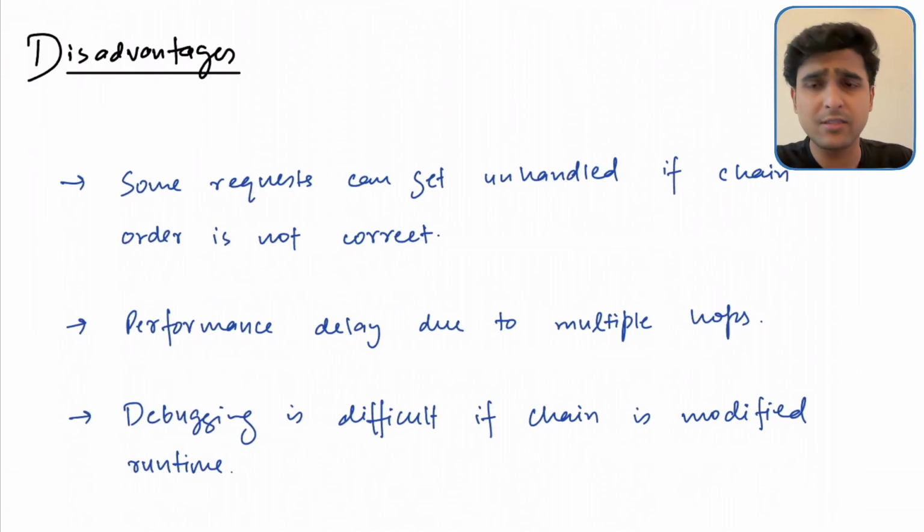With all of its disadvantages, chain of responsibility still holds merit when your events can be ordered in a chain, when you can handle them in a sequential order, and there is a clear segregation between each handler. So that's it with the chain of responsibility design pattern.